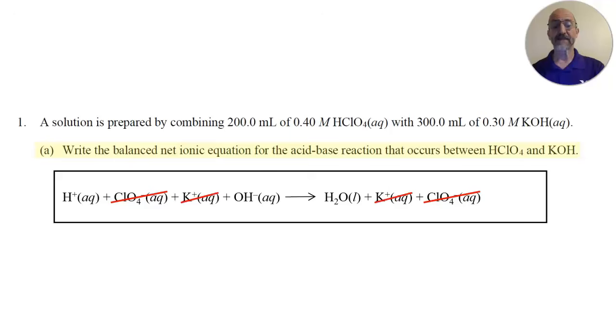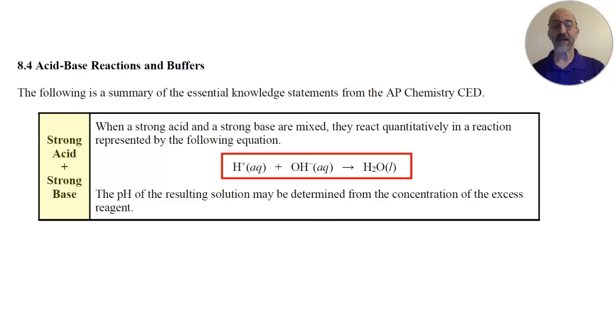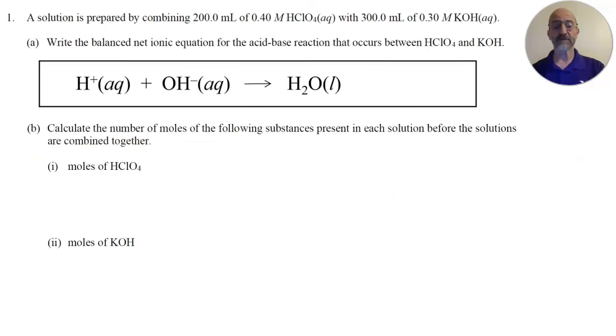And then what I have now is the net ionic equation for the reaction between a strong acid and a strong base, which is what I had mentioned in topic 8.4, H+ plus OH- to make H2O. That's how you write the net ionic equation when you have a strong acid and a strong base reacting together. So there's the answer to part A. Let's go ahead and move on to part B. With part B, we have to calculate the number of moles of the following substances present in each solution before the solutions are combined together. Now, to get the number of moles, we will take volume times molarity.